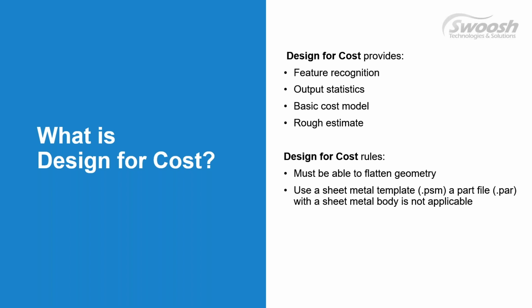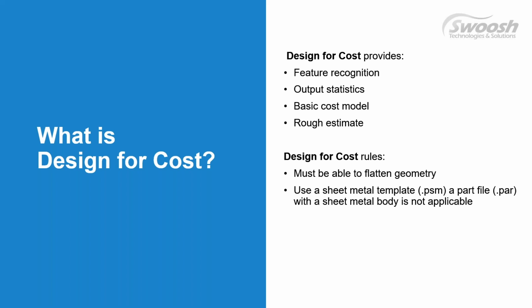All right, so what does it take to make a design for cost file? Well, first off, it has to be able to be flattened geometry using the sheet metal flatten command. As I mentioned, we had feature recognizer, so I'll show you how that incorporates into design for cost.